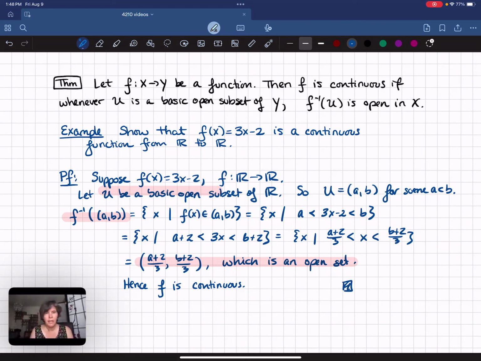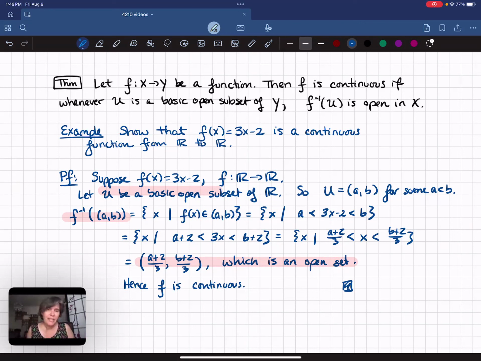Okay. And I think you could probably convince yourself fairly easily that any function of the form f of x equals mx plus b is continuous. It would be just like this. If I were using mx plus b, I couldn't use the letter b in my interval also, but I could switch some variables around and make that work.